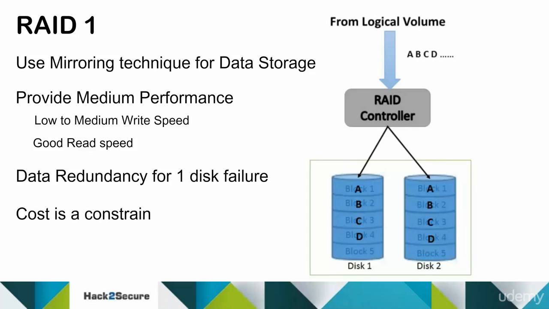Apart from low write speed, cost is another constraint in RAID 1 implementation. Here, data is mirrored, so a minimum of 2 drives are required to implement this technique, out of which only one is used for actual data storage. RAID 1 suffers from a capacity loss of 50%.